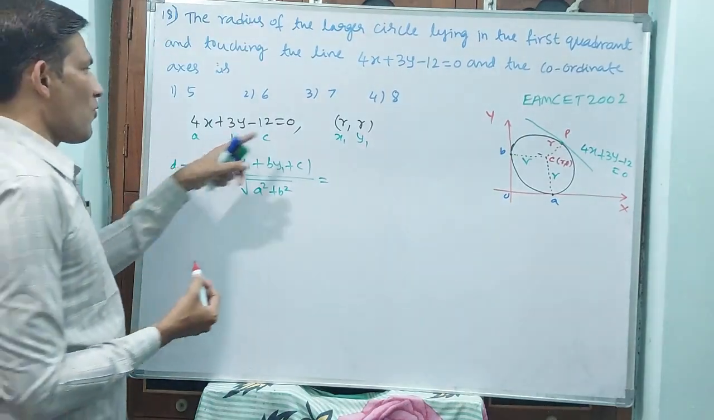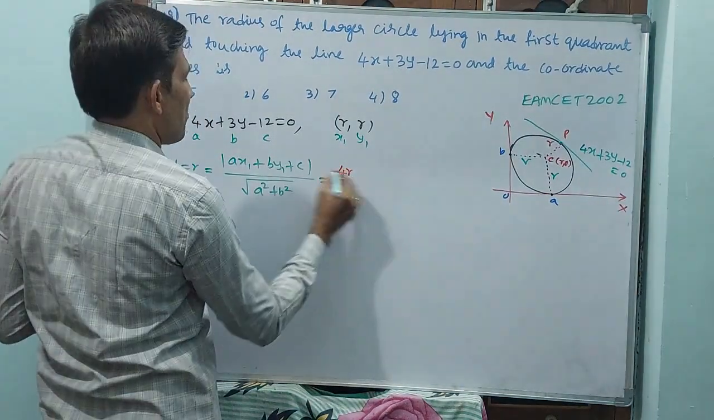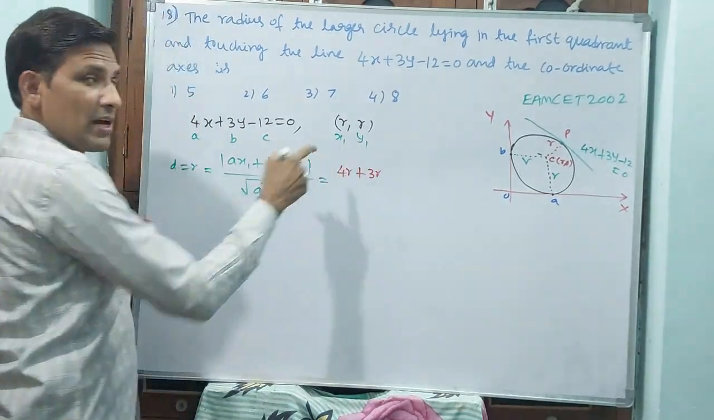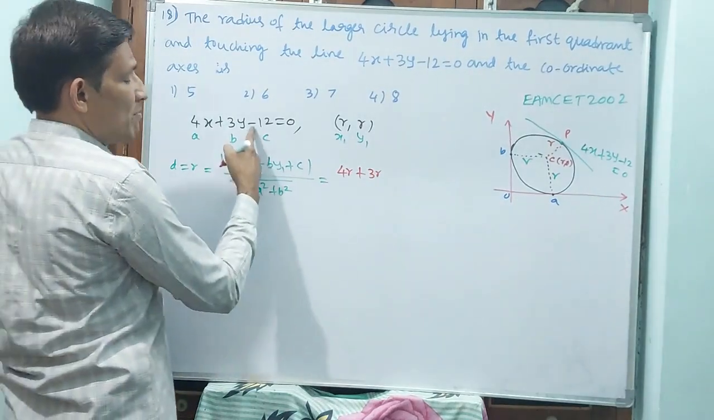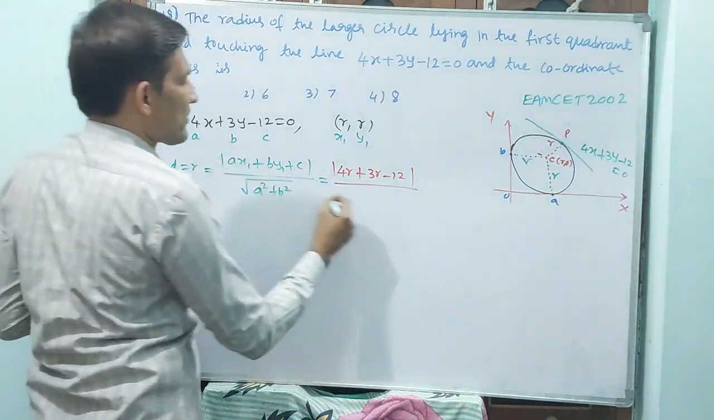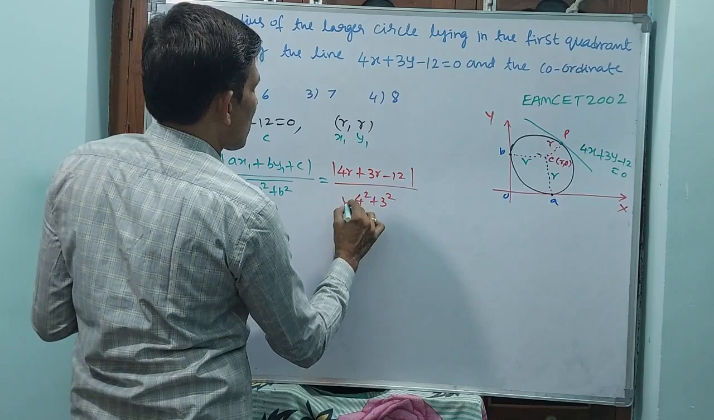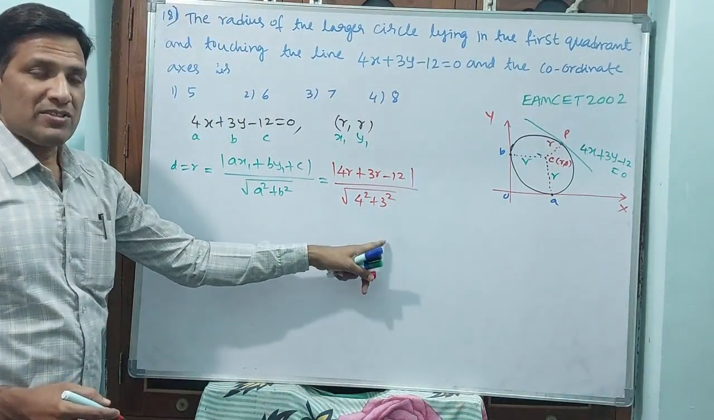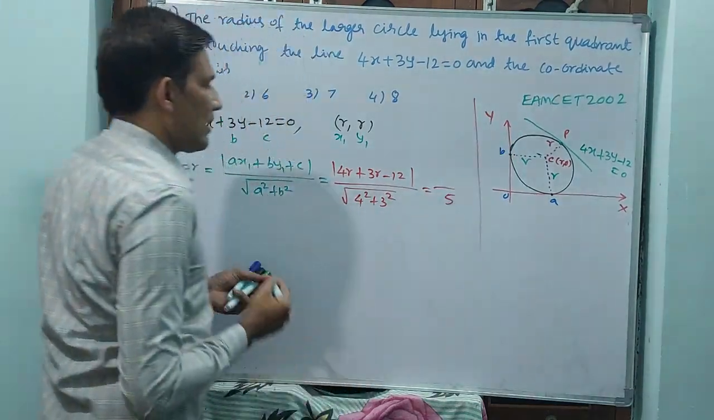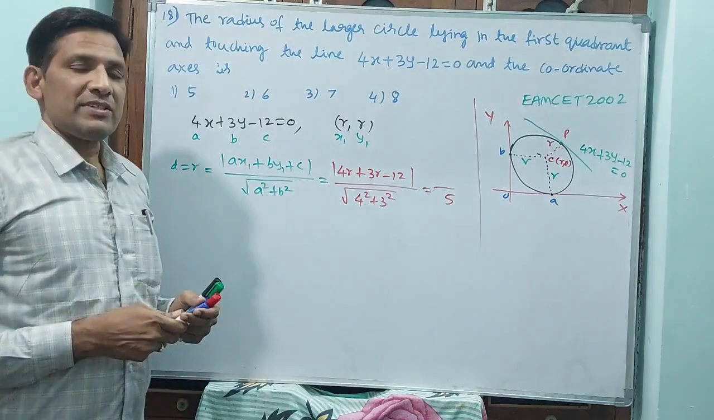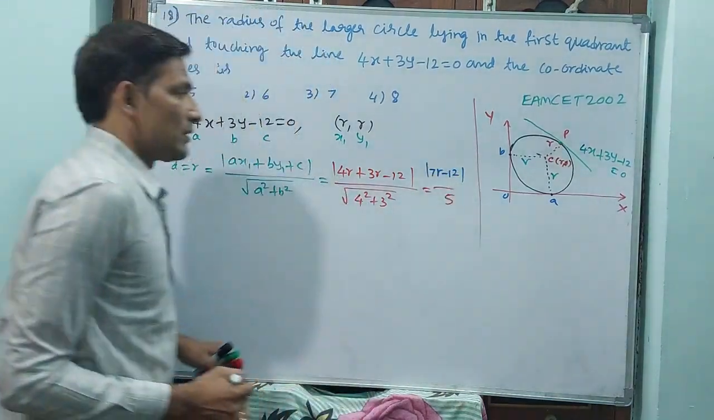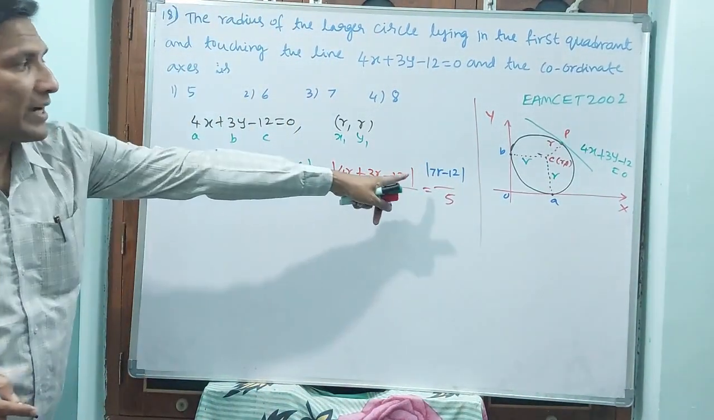Okay, see here you have 4 into r, 4r, plus b into r, 3r. Why? Because here both are r, positive r, don't forget. Plus c, minus 12, modulus, divided by the square root of a square plus b square, 4 square plus 3 square. 16 plus 9 is 25, under root 5. The denominator is 5. But what about the numerator? 4r plus 3r is 7r. 7r minus 12, modulus. That means your r is equal to, again modulus r has come.